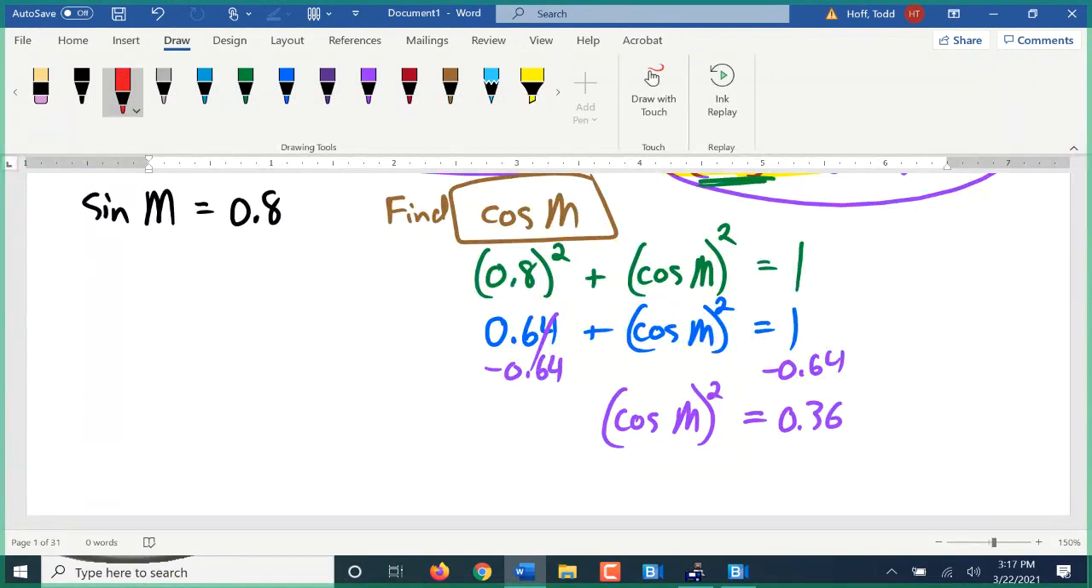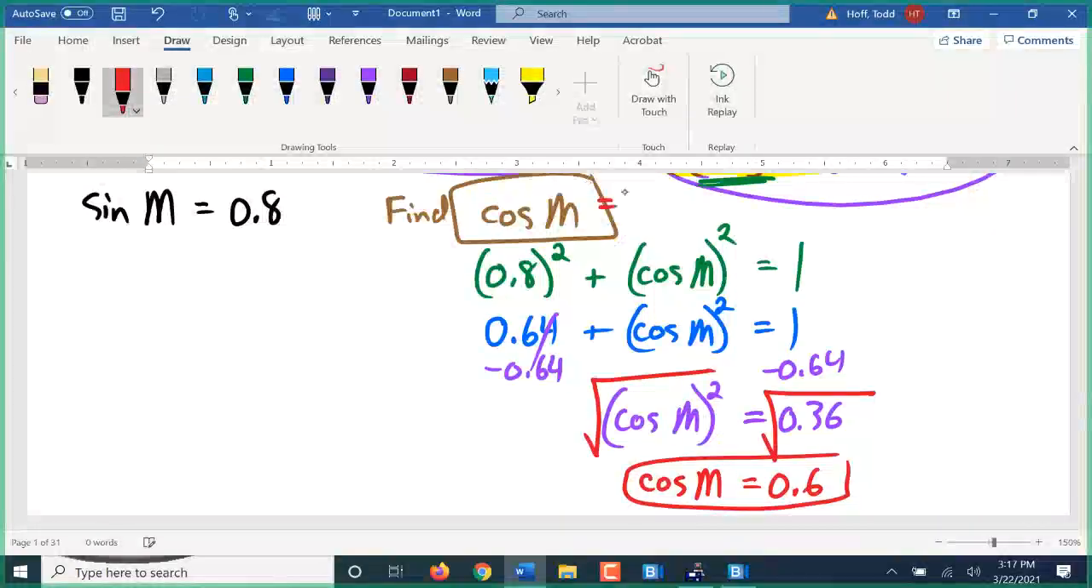How do I solve for the cosine of M? How do I get rid of the squared? Root. The root of 0.36 is 0.6. Cosine of M, 0.6, if the sine of M is 0.8. That's the hard part. The rest of it is pretty easy.